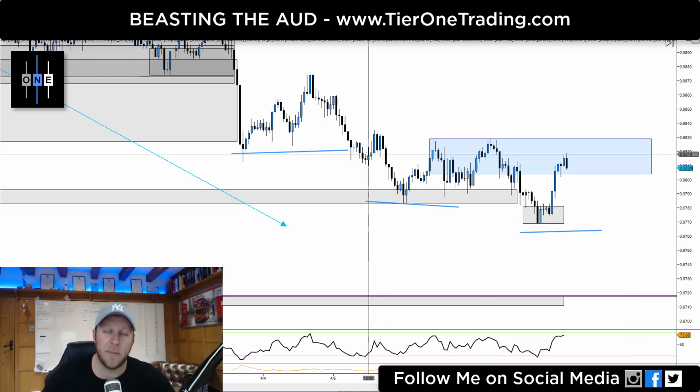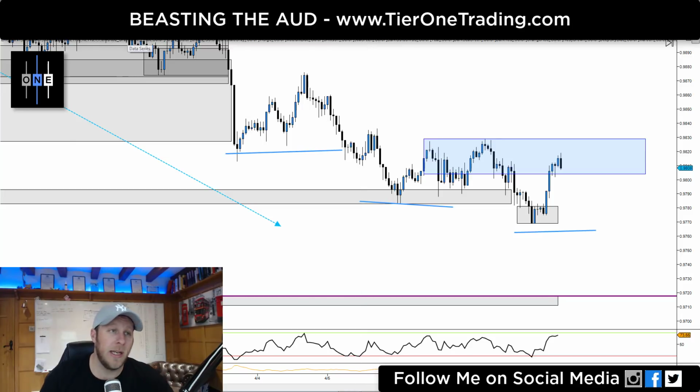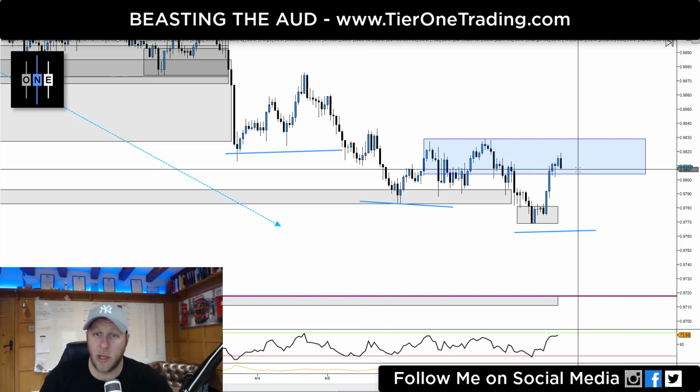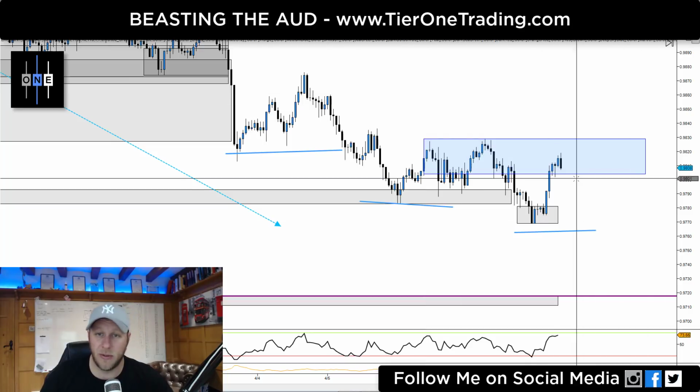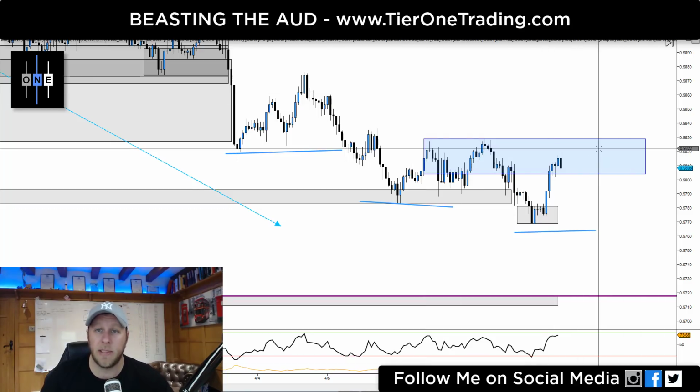Well, this is a very, very simple entry technique. It's called a lower low, lower close, and what I'm looking for is a lower low, lower close candle than the previous candle. So wait for price action to push up into my zone.